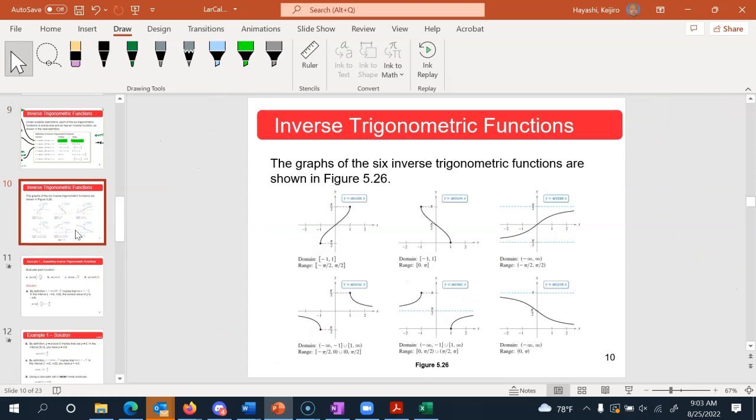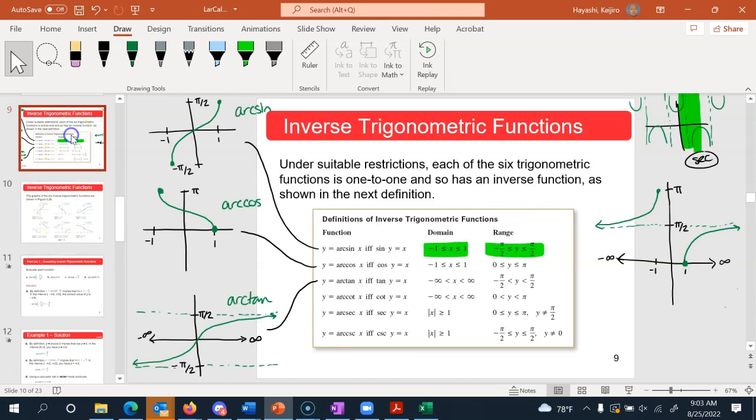So here's just the graph of the rest. If you ever wanted them, these slides are all in the Unit 1 folder, by the way. So if you want this as a reference, you can go grab it there. Okay. So that's the basics of what these inverse trigonometric functions are.